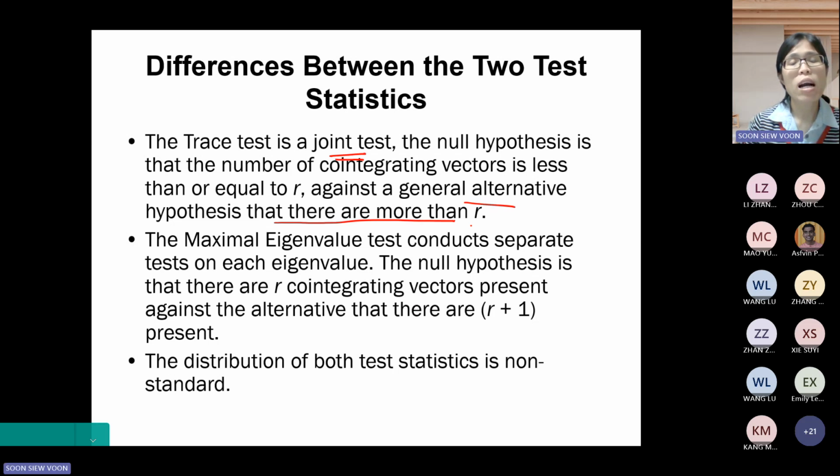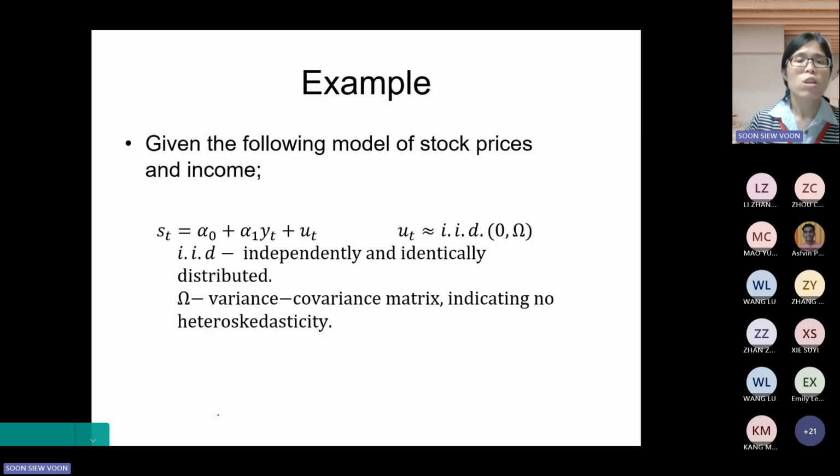They are more than the R. But the Eigen one, for example, has the alternative R plus 1. And there's a difference between these two statistics. So testing against more than R, as well as under the Eigen, R plus 1. So what is the distribution? The distribution for both tests is non-standard, it does not follow the standard distribution.